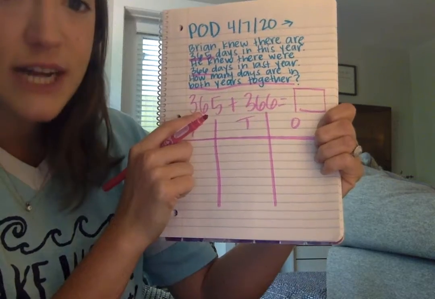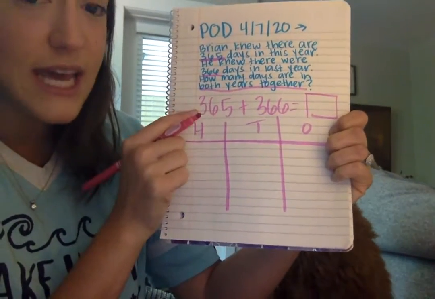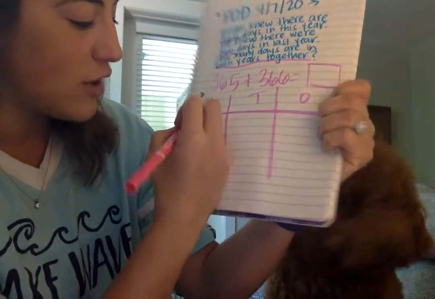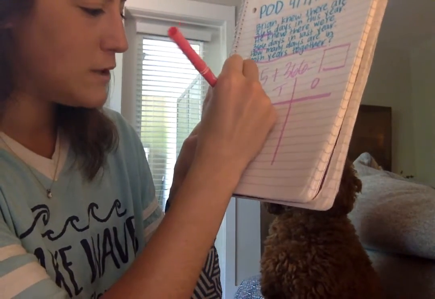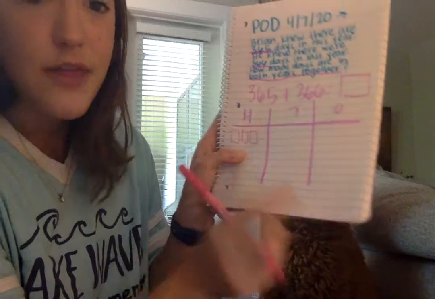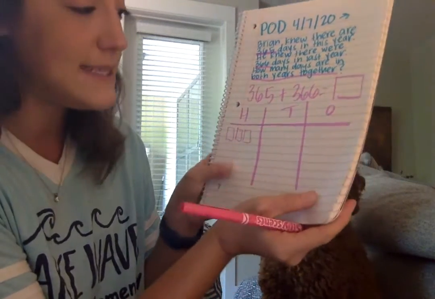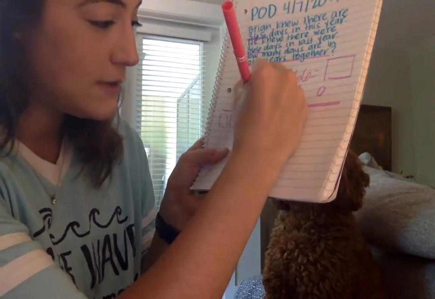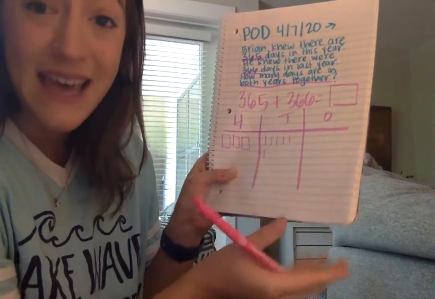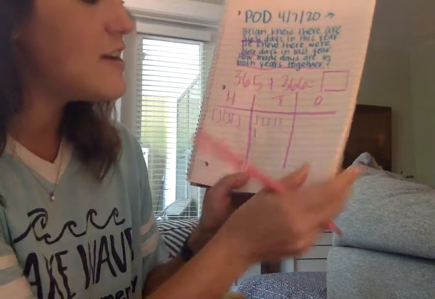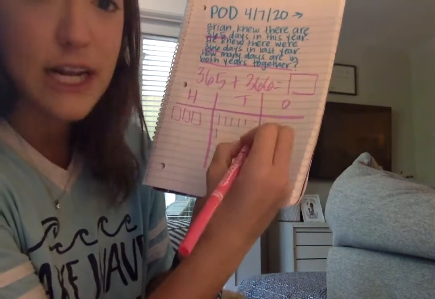Let's look. The first number is 365. There's a 3 in the hundreds place. I'm going to go ahead and draw 3 hundreds. Luca, don't bark at me. There's also a 6 in the tens place. I'm going to go ahead and draw 6 tens. Notice that I'm keeping them in a 10 frame. And there's a 5 in the ones place. So I'm going to go ahead and draw 5 ones.